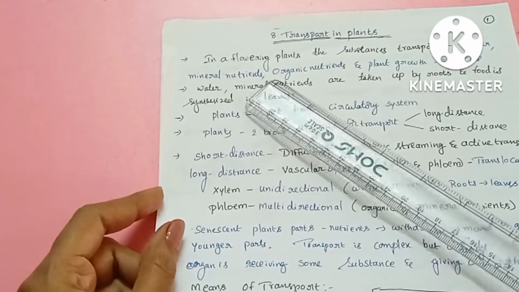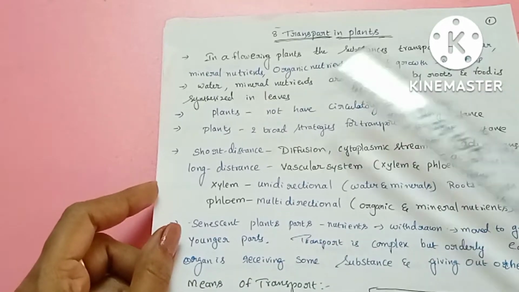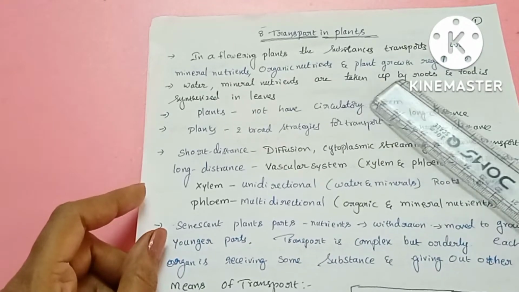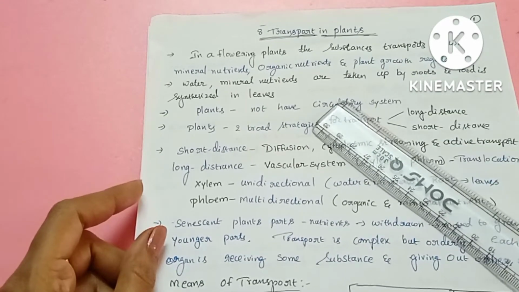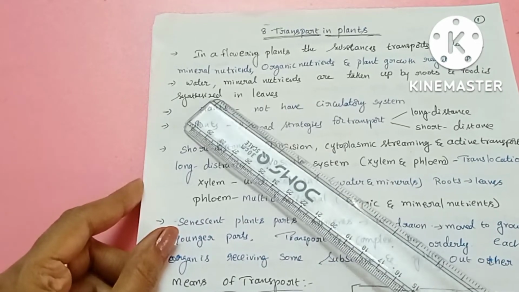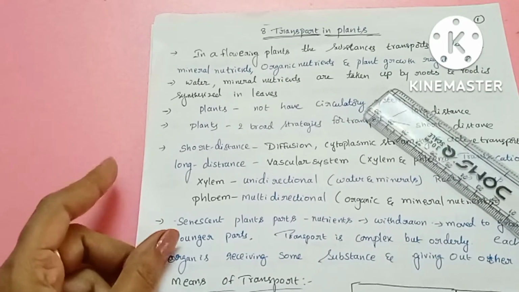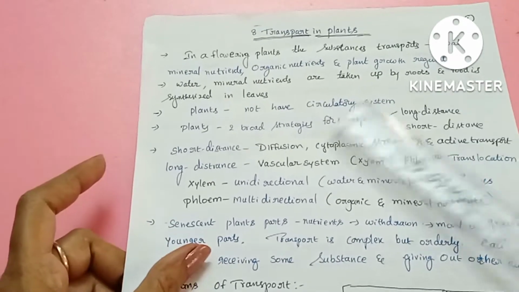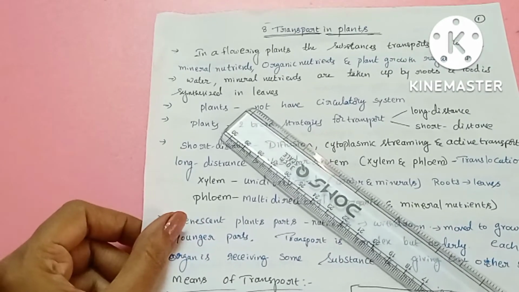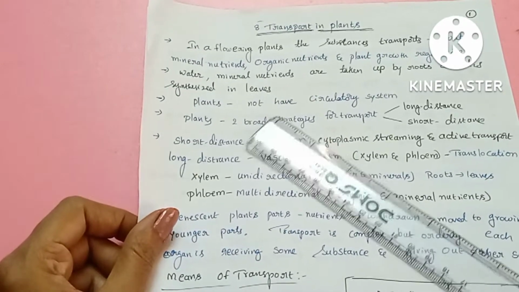Here in flowering plants, the substances that are transported are water, mineral nutrients, organic nutrients, hormones and plant growth regulators. These are the several substances which are transported in the plant body. Water and mineral nutrients are taken up by the roots from the soil, whereas food is synthesized in the leaves by means of photosynthesis, and from the leaves the food material also needs to be transported to the different parts of the plant.